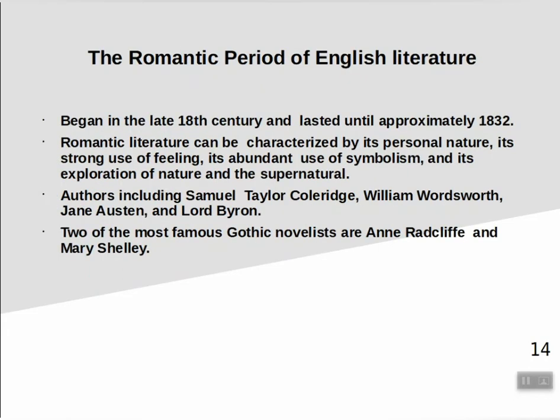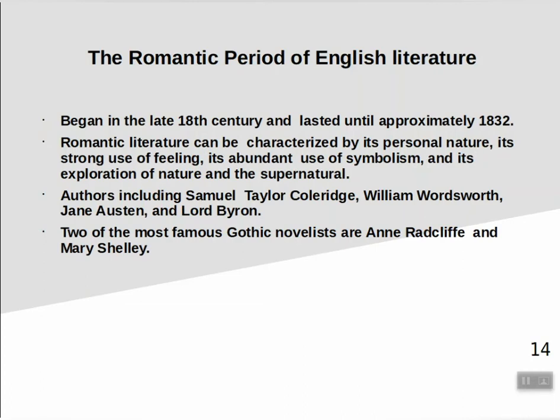The Romantic period of English literature begins in the late 18th century and lasted until approximately 1832. In general, Romantic literature can be characterized by its personal nature, its strong use of feelings, its abundant use of symbolism, and its exploration of nature and the supernatural. In addition, the writings of Romantics were considered innovative based on their belief that literature should be spontaneous, imaginative, personal, and free.